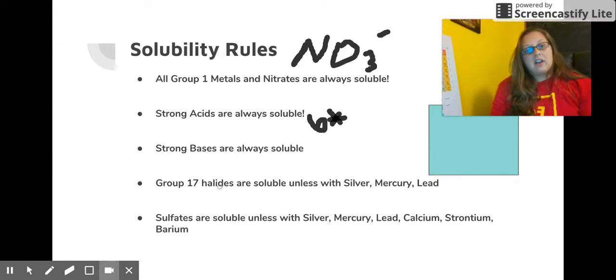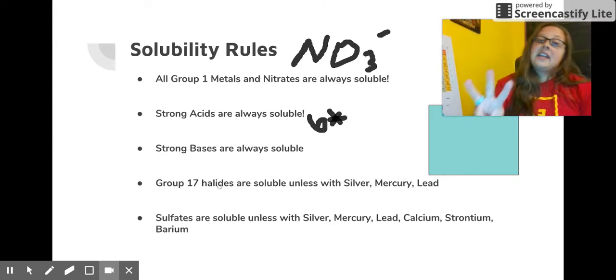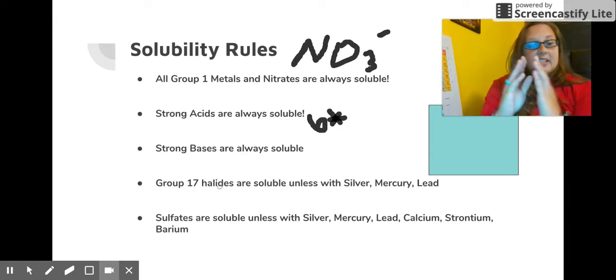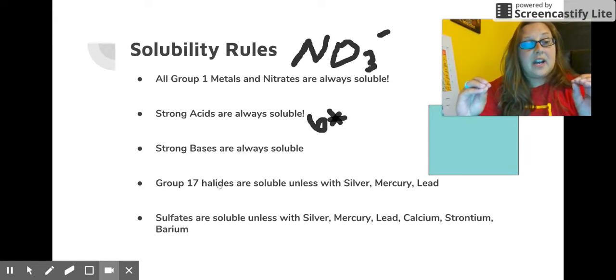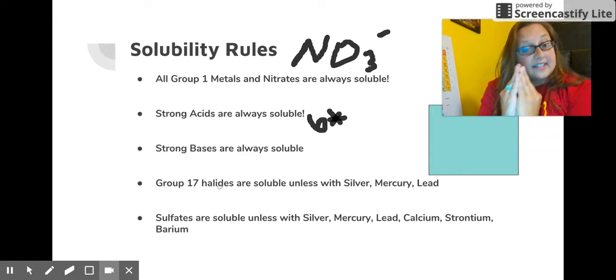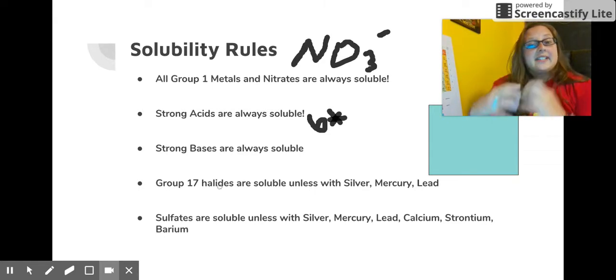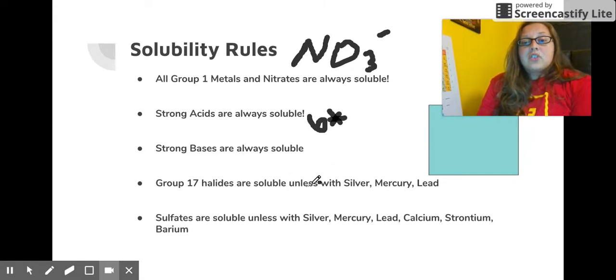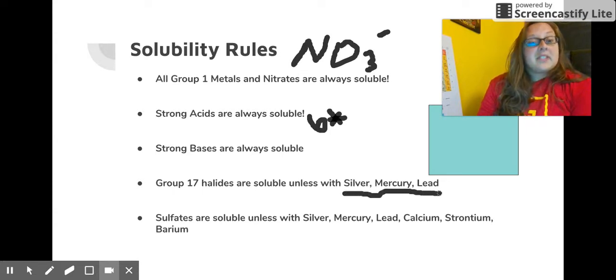However, there are 3 that it's insoluble with. Now remember, insoluble means that it does not break apart into its separate ions. It stays together as that solid, and what we call that solid in the solution is the precipitate. We'll talk about that in class. So the 3 that these are not soluble with, that will form a precipitate, that solid, are silver, mercury, and lead.